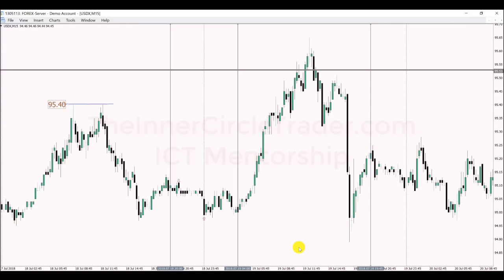If we look at the projection of 95.65, that actually comes to 25 pips above the 95.40 equal highs. So it's not a range sweep of 10, 20, or 30 pips above the equal highs at 95.40. But think about this for a second, because this is how I did it.